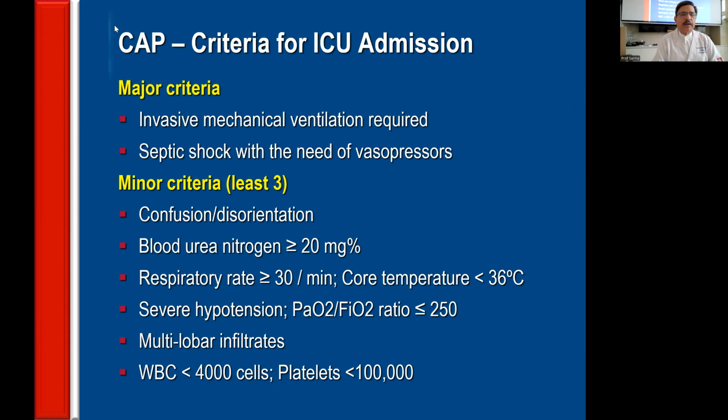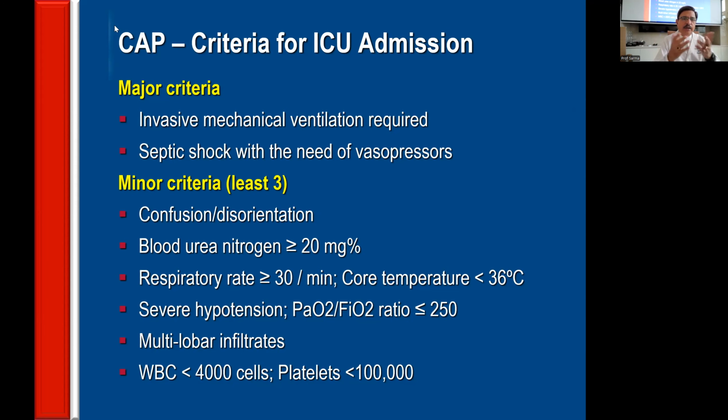Minor criteria: patient is confused, blood urea nitrogen is more than 20, respiratory rate is 30 or more, core temperature less than 36, severe hypotension, PaO2 by FiO2 ratio less than 250, multilobar infiltrates, WBC less than 4000, instead of leukocytosis, you are seeing leukopenia. Instead of thrombocytosis, there is thrombocytopenia. This is a minor criteria for admission. So, two direct criteria and any three of the minor criteria.